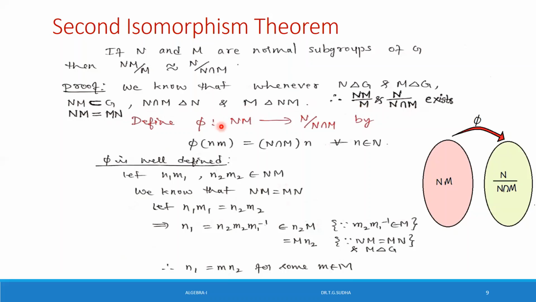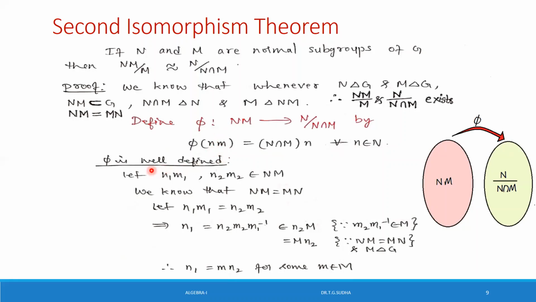Now, let us define phi from NM to N/N intersection M, because here also we are going to make use of the fundamental theorem of homomorphism. So, let us define a mapping phi from NM to N/N intersection M by phi of nm, where nm is an element of the domain NM, and that is mapped onto N intersection M of n, where N intersection M is the normal subgroup of N, for all n belonging to N and m belonging to M.